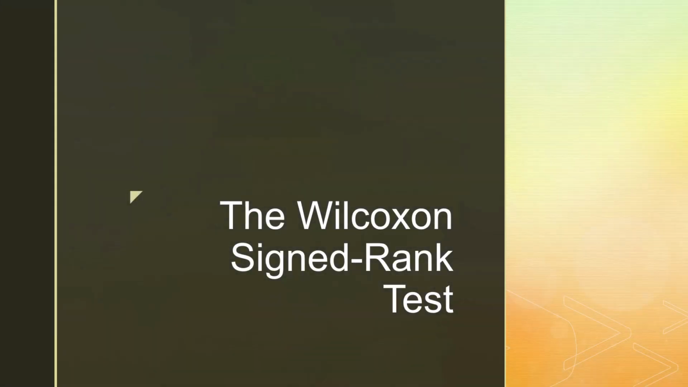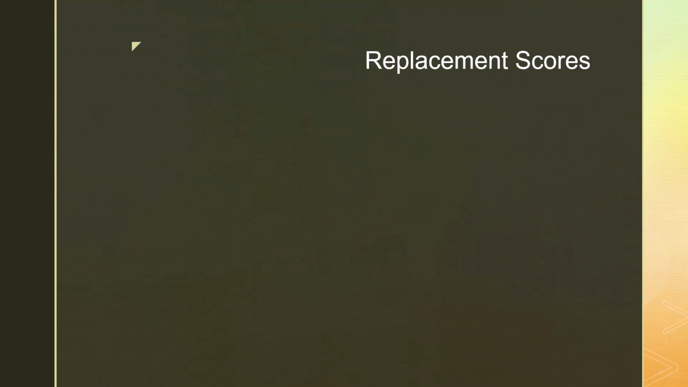This video series is about randomization tests, and so far we have looked at randomization tests using signs and randomization tests using original scores. By original scores, I mean the scores that we obtain when we measure the participants in our study. In this video, we are going to learn about the Wilcoxon signed rank test. In this test, we replace original scores with the ranks of the scores.